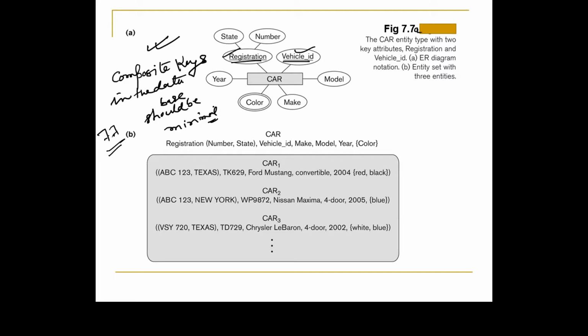Specifying that an attribute is a key of an entity type means that the preceding uniqueness property must hold for every entity. So here we have registration number and vehicle ID, both are keys. Together they make a composite key, the car entity type with two key attributes, registration and vehicle ID. Here is the diagram notation, and B is the entity set with 3 entities. Here we have registration number, vehicle ID, make, model, year. These are all the instances.